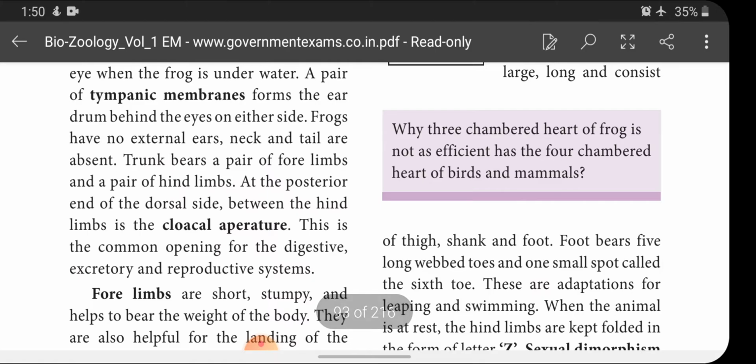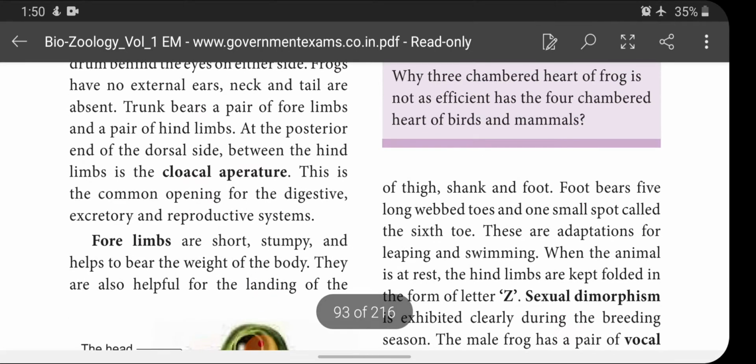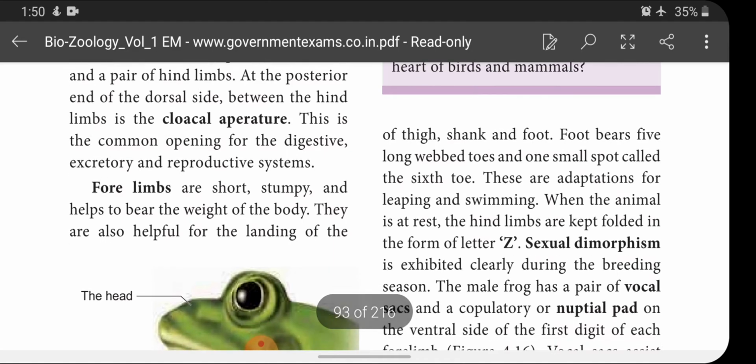Trunk bears a pair of forelimbs and a pair of hind limbs. At the posterior end on the dorsal side between the hind limbs, the cloacal aperture is present. This is the common opening for the digestive, excretory and reproductive systems.